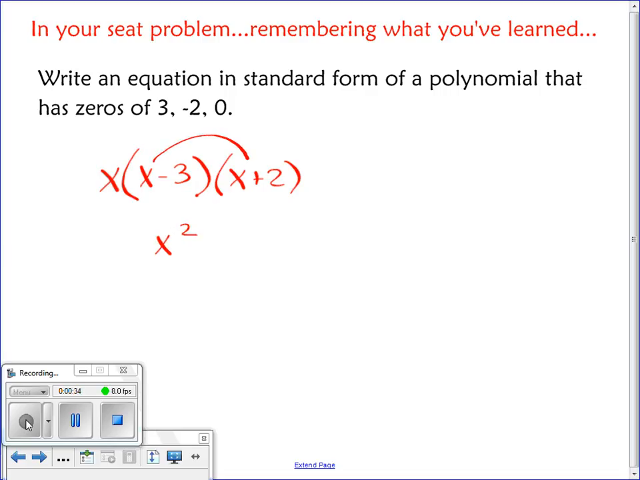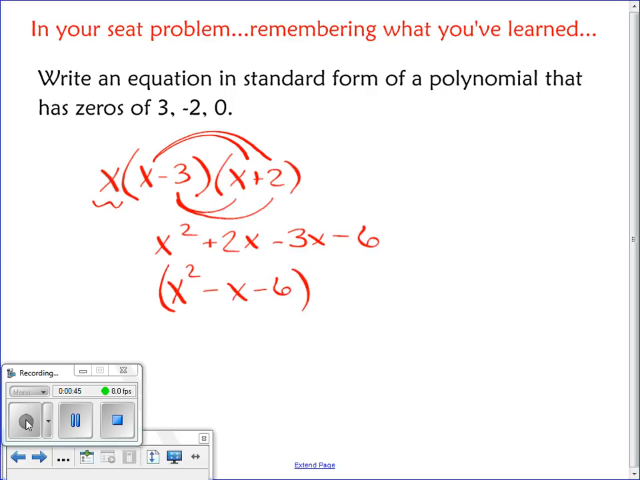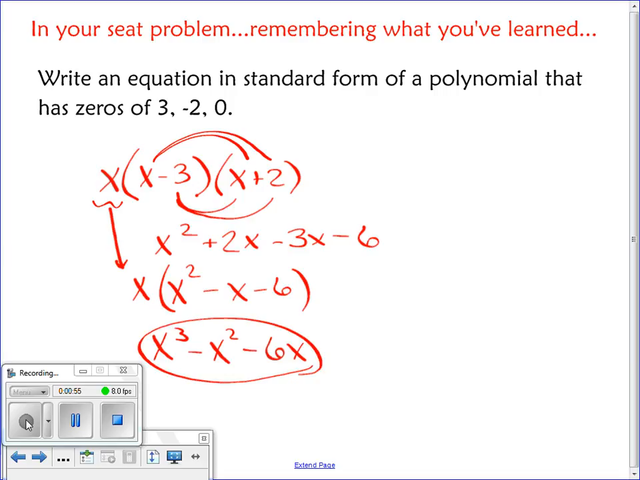So x squared plus 2x minus 3x minus 6. So x squared minus x minus 6. This x, you had to bring them down. And then we distribute that. So x cubed minus x squared minus 6x. We've done this, yes? You guys are good at this. You guys are very good at this.